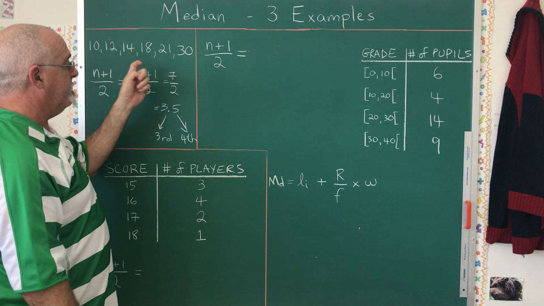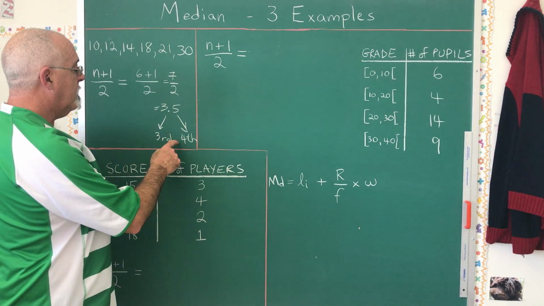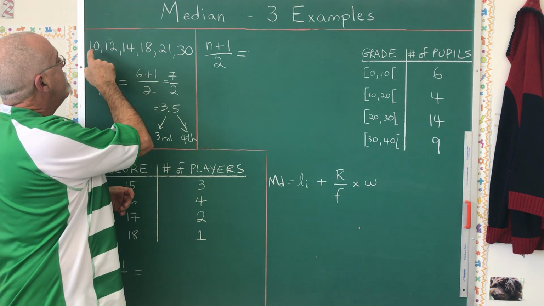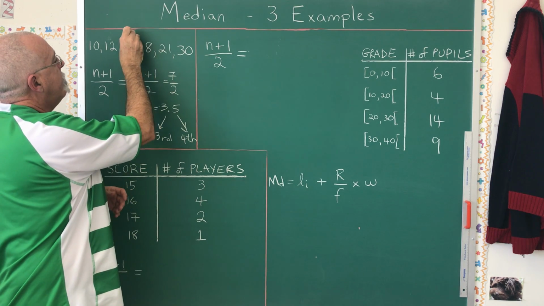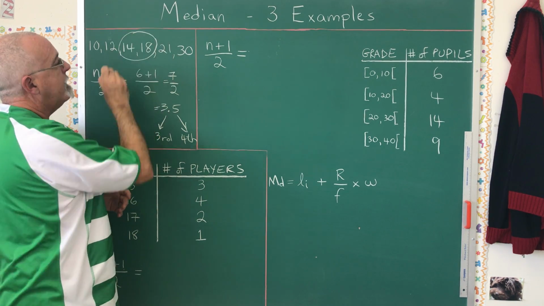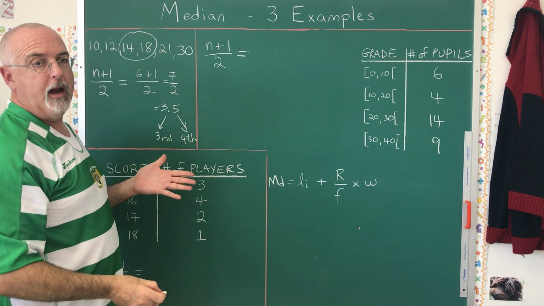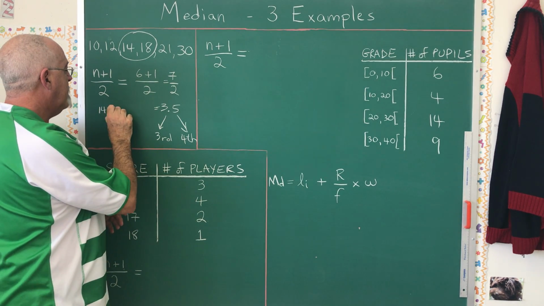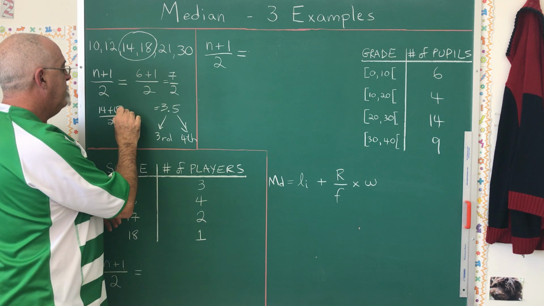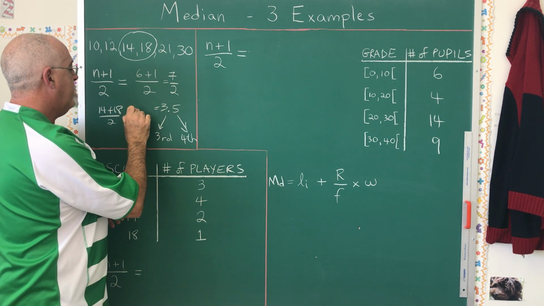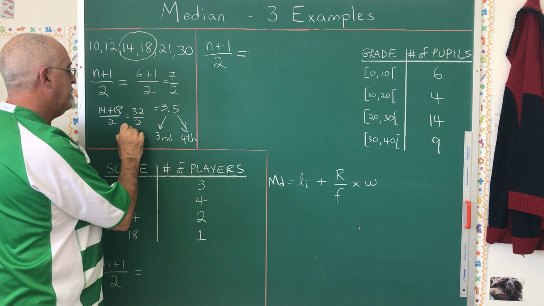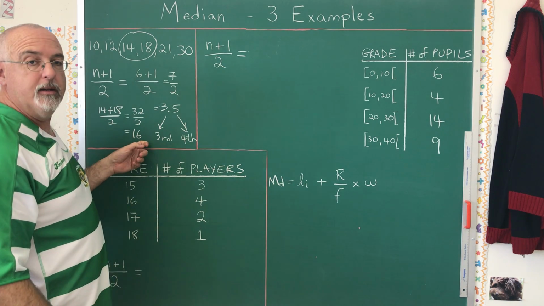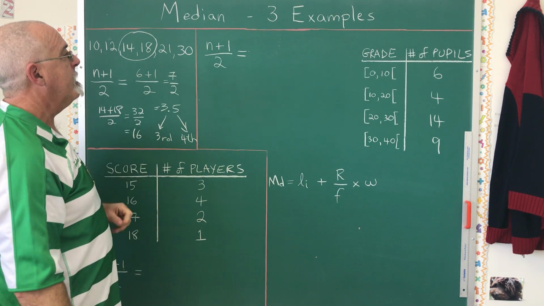We have to count to find the median. So we're looking for the third and fourth values. 1, 2, 3, 4. The third and fourth values here are the 14 and the 18. The median is the average of those 2 values. So I do 14 plus 18 over 2, and I get 32 over 2, which is 16. My median in this case is 16.